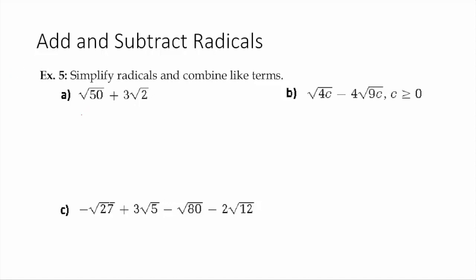But if we look at a, we see the square root of 50. Well, we can rewrite this as the square root of 25 times 2, and this is already in its mixed radical form, and this will now reduce to 5 root 2 plus 3 root 2. So again, this is just like a radical. You have 5 of something and you have 3 more of the same thing. That gives you 8 root 2.